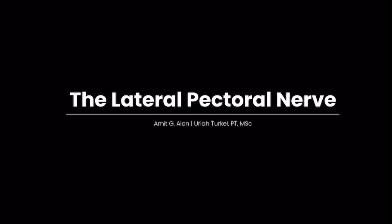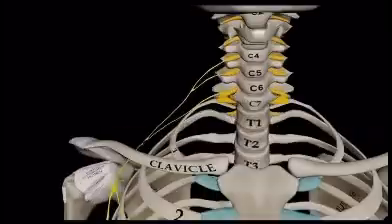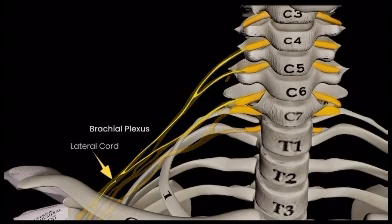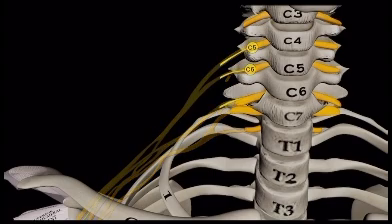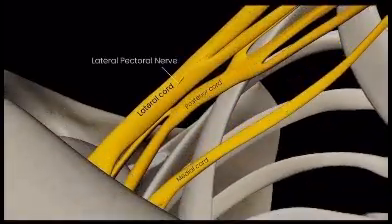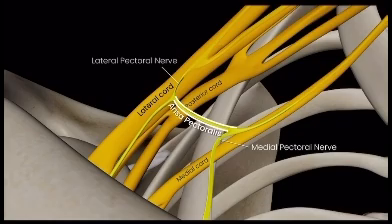Pectoral nerve. The lateral pectoral nerve arises from the lateral cord of the brachial plexus with root contributions from C5, C6, and C7. Soon after arising from the lateral cord, the lateral pectoral nerve gives off a communicating branch to the medial pectoral nerve, forming the ansa pectoralis.